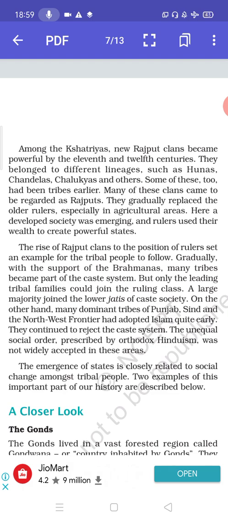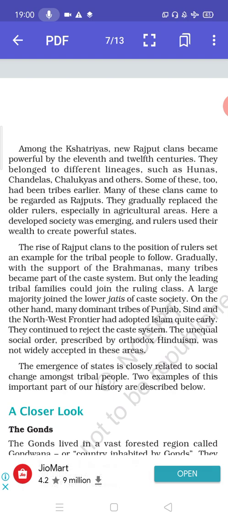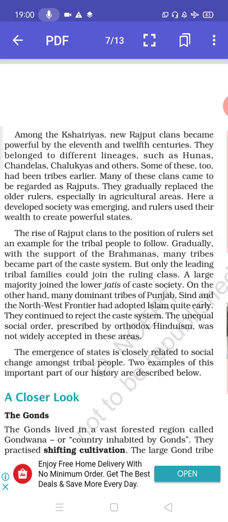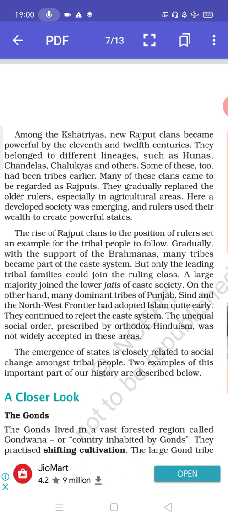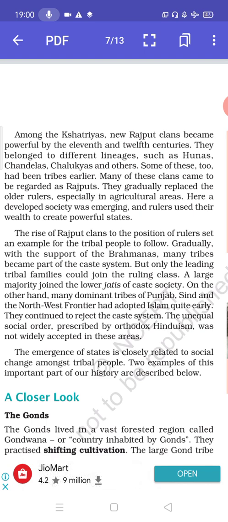So, amongst the Kshatriya, the new Rajput clans became more powerful by the 11th and 12th century. They belonged to different lineages such as Hunas, Chandelas, Chalukyas. Some of these had been tribes earlier. Initially they were tribes, and from there they have evolved. Many of these clans came to be regarded as Rajputs. They gradually replaced the older rulers, especially in agriculture. So the people who were in the agricultural sector were replaced by these new groups which were coming up. Here, a developed society was emerging, and the rulers used their wealth to create powerful states.